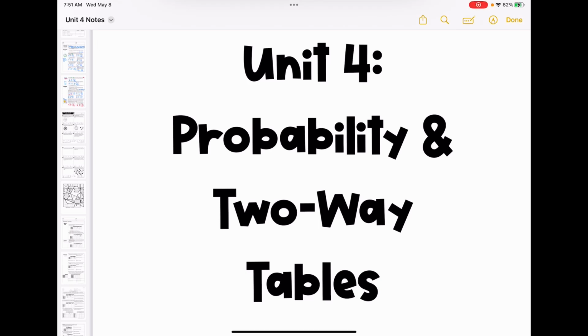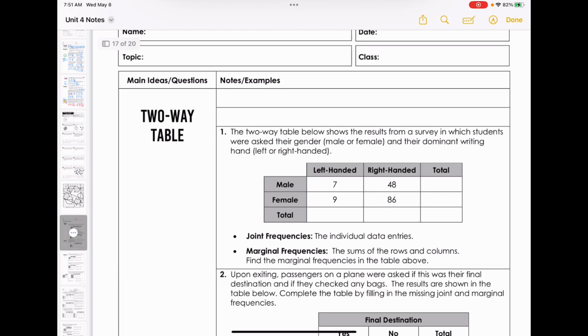All right, today we're going to be in Unit 4, Probability in Two-Way Tables, and we're going to be on the last notes page, which is page 16, and we're talking about two-way tables today.